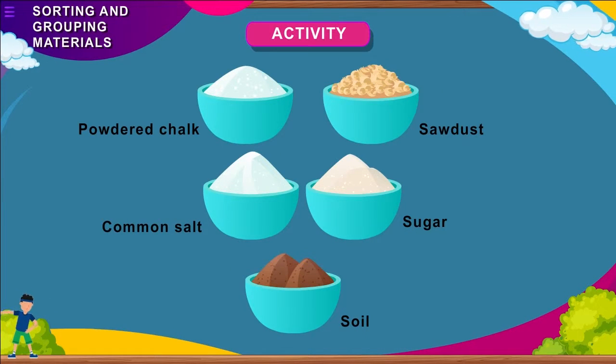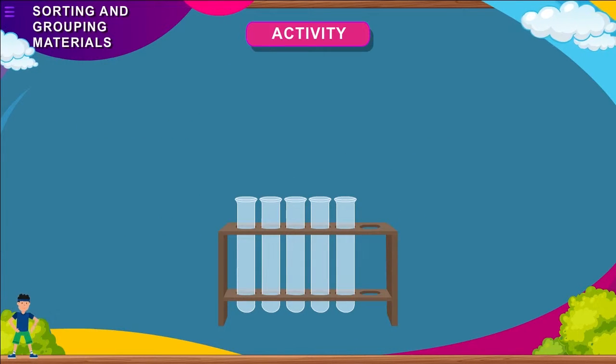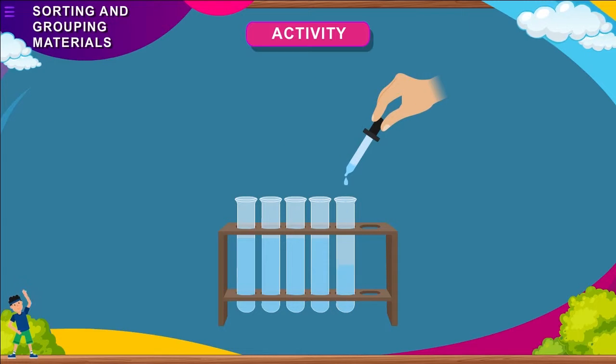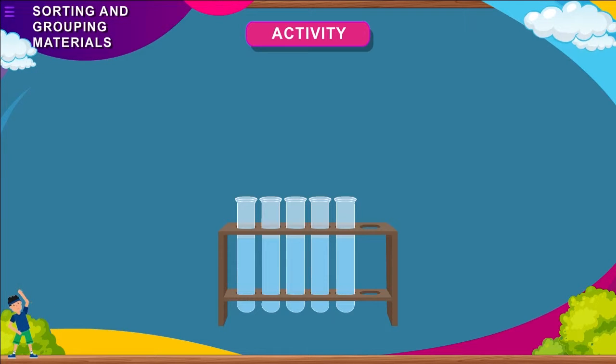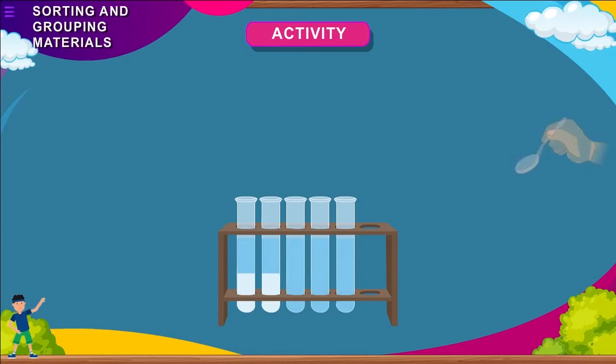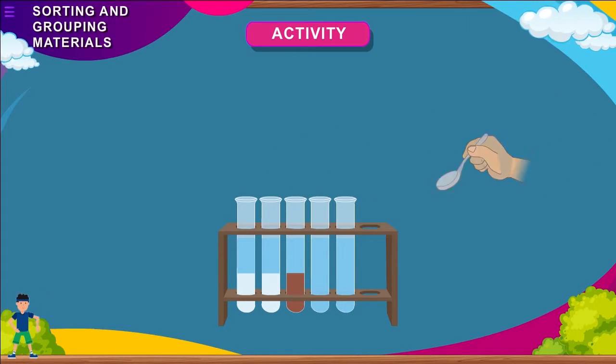Activity. Take some samples of common solid materials such as powdered chalk, sawdust, common salt, sugar, and some soil from the garden. With the help of your teacher, take 5 test tubes and put them in a test tube stand. Fill the test tubes with water up to half their length. Add a pinch of different materials in each of the test tubes. For example, in the first test tube, you can add salt, then sugar in the second test tube, garden soil in the third test tube, chalk powder in the fourth test tube, and sawdust in the fifth test tube.